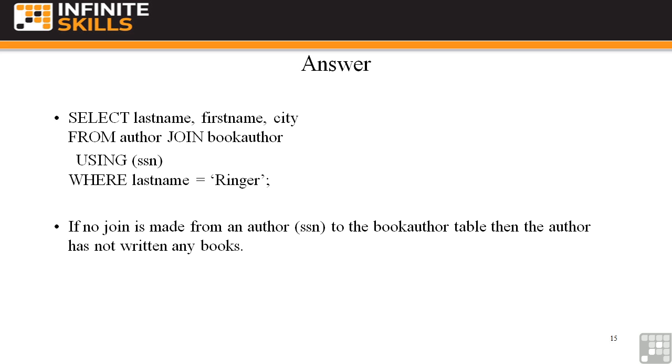I select last name, first name, and city. Author joins book author. Remember the table that has both the Social Security and ISBN number. If you have written a book, you're going to have a row in the book author table. If you're an author we have in our database, but you have not yet written a book, there'll be no row there. So if we get a match, we join successfully where the last name's Ringer, we know that they've written a book. So this will answer the question. Let's go ahead and run this statement.